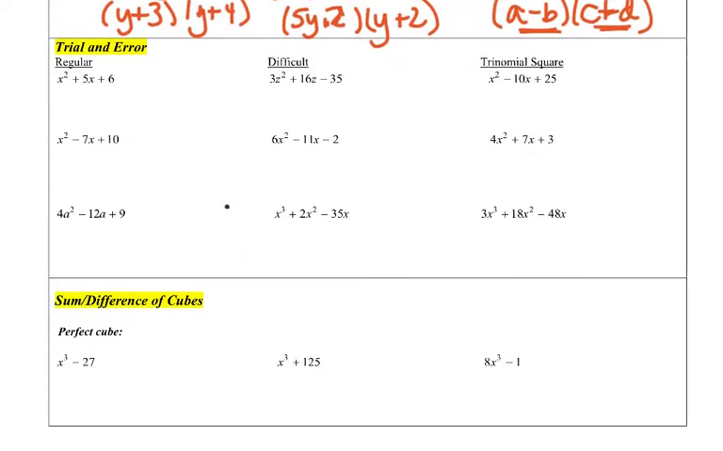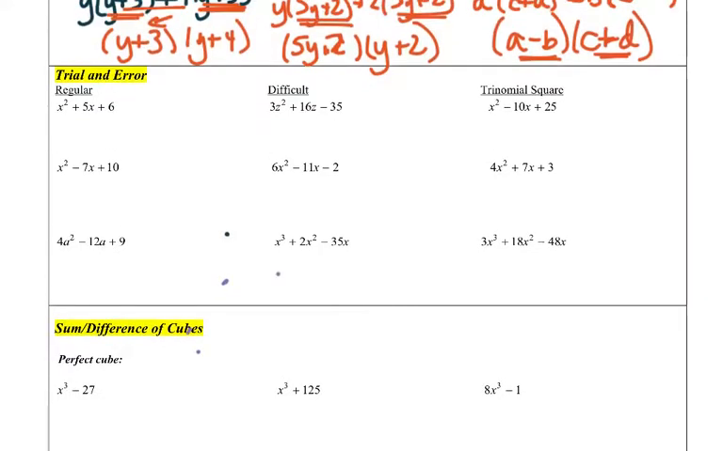Now we get to normal factoring, what people usually consider factoring. Usually when you think of factoring, you think of trinomials. So a trinomial here, x squared plus 5x plus 6, is going to factor x plus 3, x plus 2.